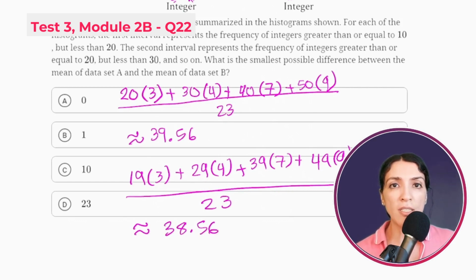Now, the question is asking about the difference between these two. So we'll take 39.56 and from it subtract 38.56, which will give us 1, which will be choice B.